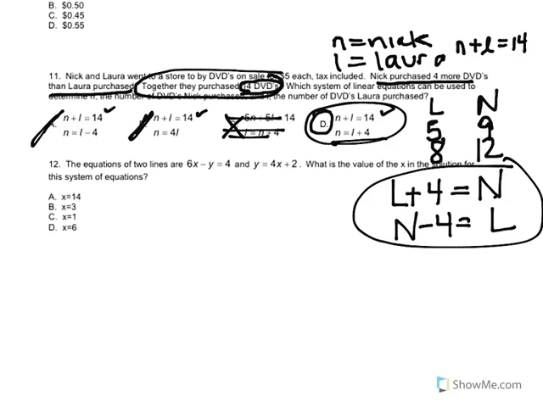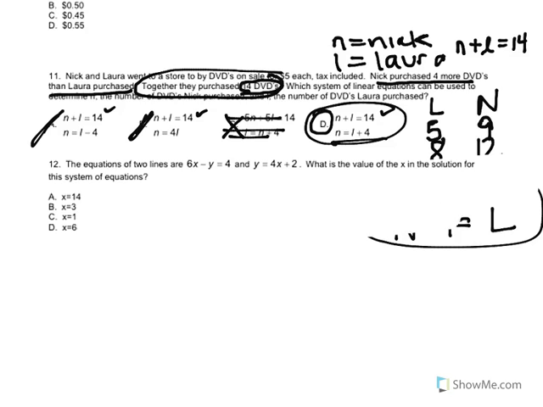Okay, now let's look at number 12. I'm going to erase some of this. The equations of two lines are 6x minus y equals 4 and y equals 4x plus 2. What is the value of x in the solution for this system of equations? So you have to look at this and decide how you want to solve it.